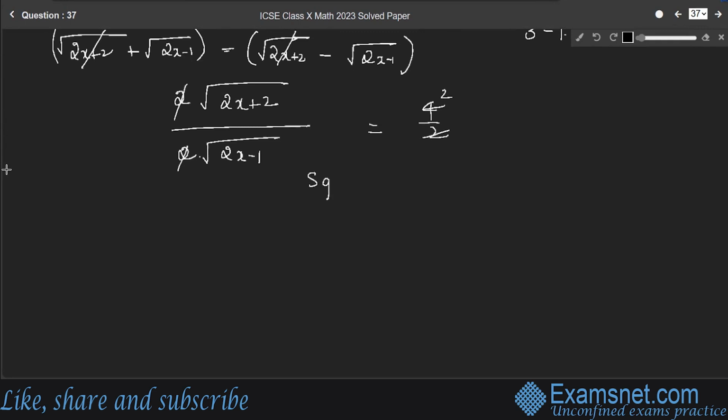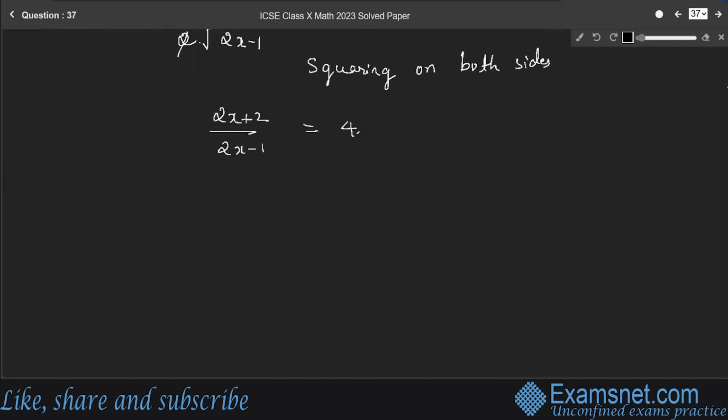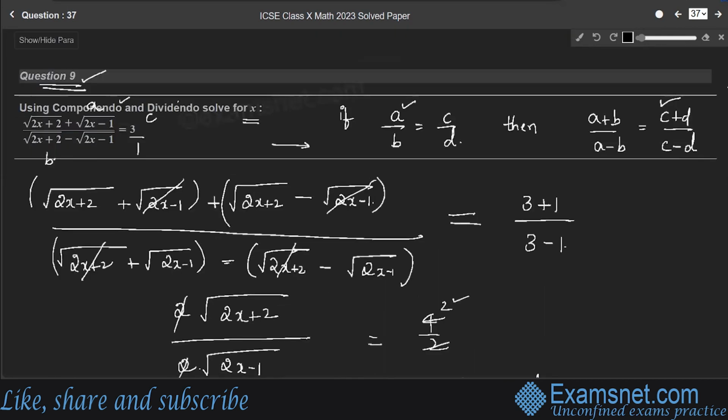So now squaring on both sides, both LHS and RHS. You will get 2x plus 2 by 2x minus 1 is equal to square of 2 is 4. Simplify it. 2x plus 2 is 4 into 2x is 8x minus 4. Therefore 6x is equal to 6. So x is equal to 1. So value of x is equal to 1.